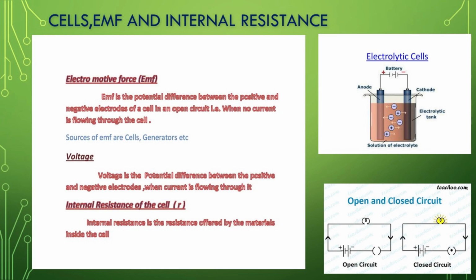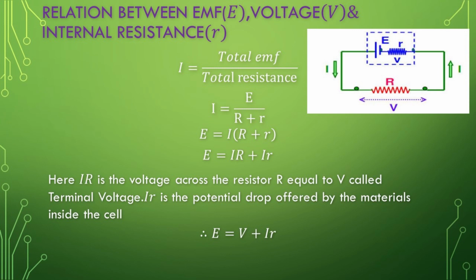Voltage. Voltage is the potential difference between the positive and negative electrodes when current is flowing through it. Internal resistance of the cell. It is the resistance offered by the materials inside the cell. Relation between EMF, voltage and internal resistance small r.